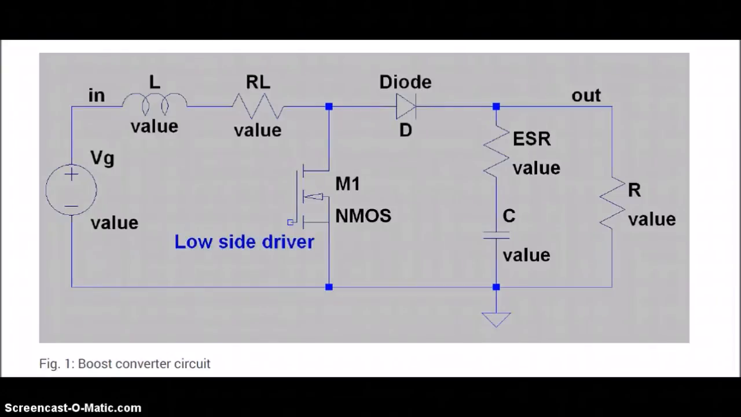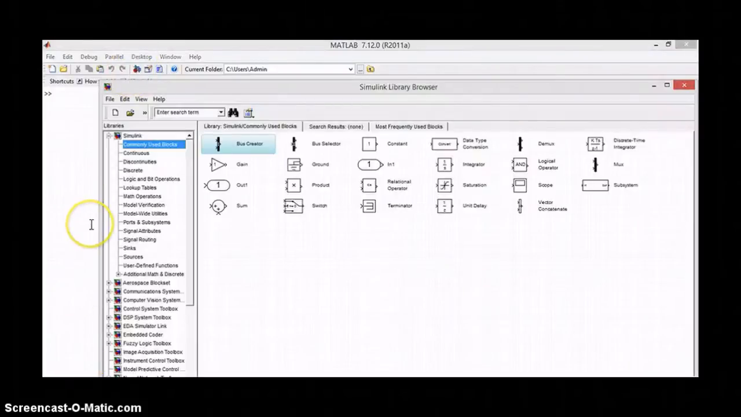Now we are going to simulate this circuit in MATLAB. First, I need to open a new Simulink model, which I get from here. From the new Simulink, I click on the commonly used blocks. Then I need three inputs, one output, that is a scope, and one subsystem. In the subsystem, I will design my boost converter, and then I will mask it. So I will select three inputs.